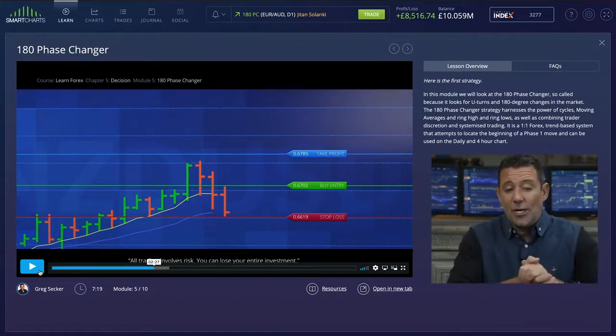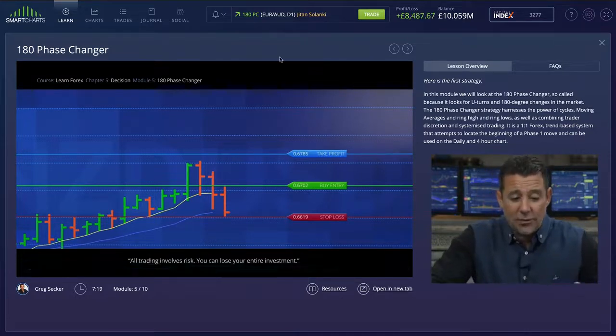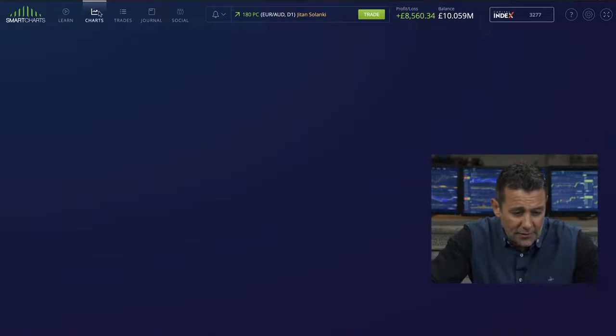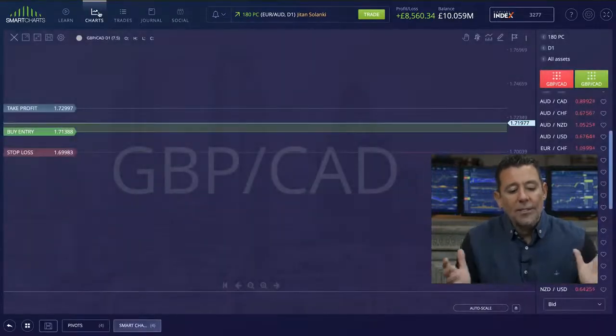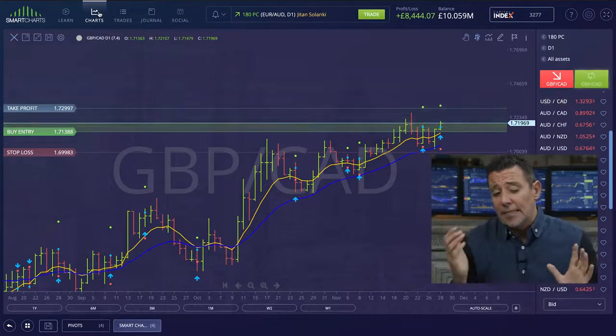You've seen how the setup works. We're looking for those 2 pullbacks and then jumping back in. Let's jump now to the screen. So I'm now going to come out of the Learn area and I'm going to go to Charts. You can see that here. And you can see I'm in sterling CAD, so this is the British pound against the Canadian dollar.